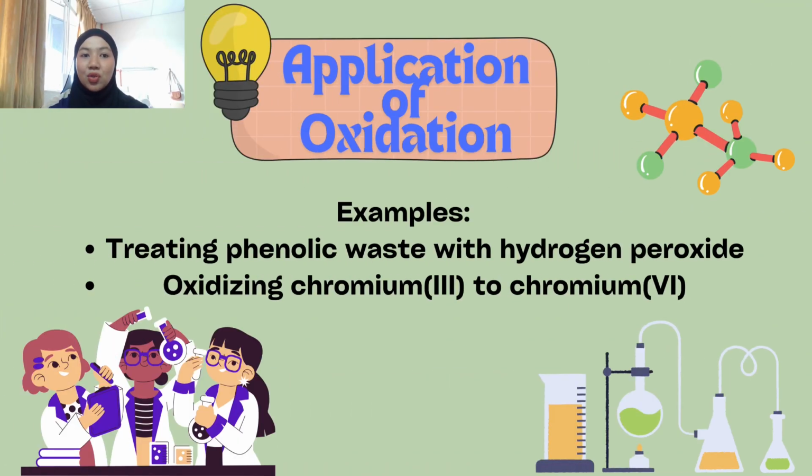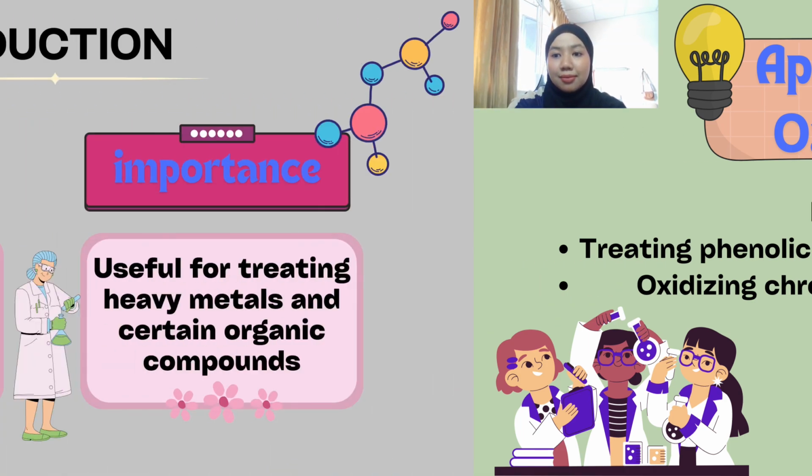Oxidation is widely used in various applications. One common example is the treatment of phenolic waste with hydrogen peroxide. Another important application is the oxidation of chromium 3 to chromium 4. While chromium 4 is toxic, converting it to a more manageable form can aid in its removal or further treatment.